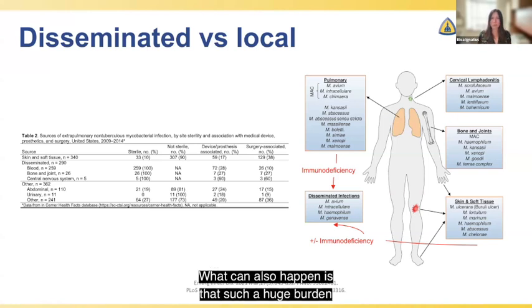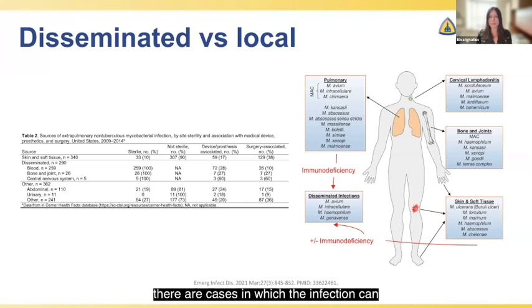What can also happen is that such a huge burden of infection is introduced into the body through a surgery or other procedure that's not done in sterile conditions, that it exceeds the body's ability to clear what would usually be a pretty innocuous environmental organism. And when that burden is profoundly high, even with a patient having a fairly normal immune system, there are cases in which the infection can circulate in the body.